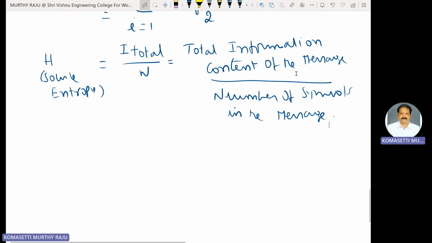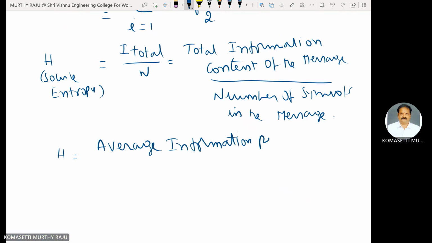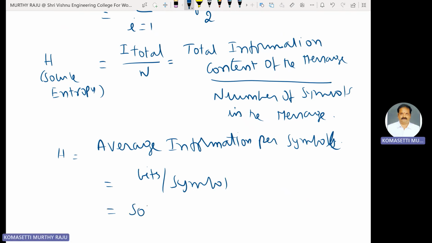H is called as sometimes source entropy, average information per symbol. Unit is bits per symbol. The number of bits which are used to represent the average information, that is unit is bits per symbol. This is also called as source entropy.